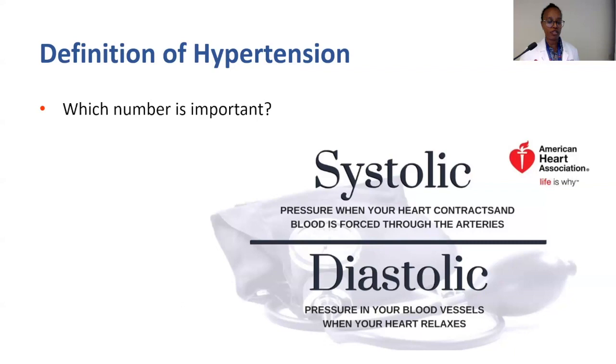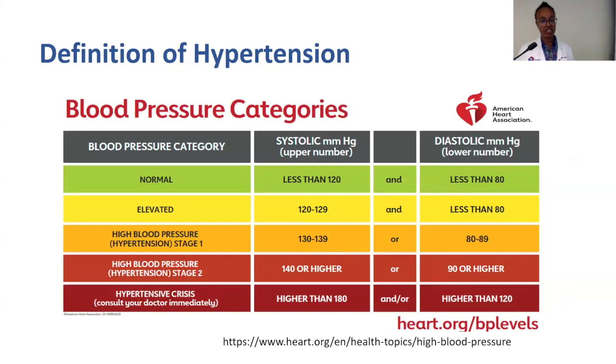A normal blood pressure of 120 over 80 is roughly the cutoff that we use. As you can see here, the green is the normal. Anything less than 120 and less than 80 is considered normal. Elevated is between 120 to 129 and less than 80. Then we go into stage 1, stage 2, and the critical hypertension.